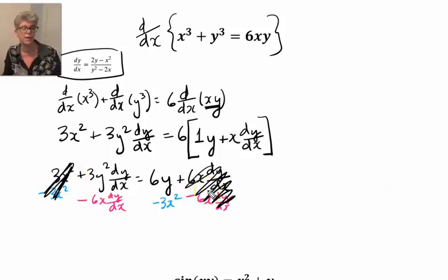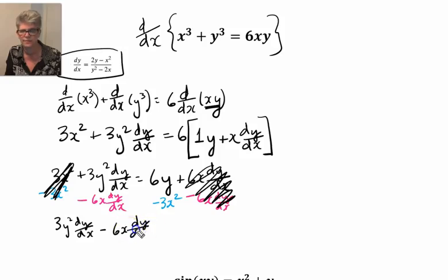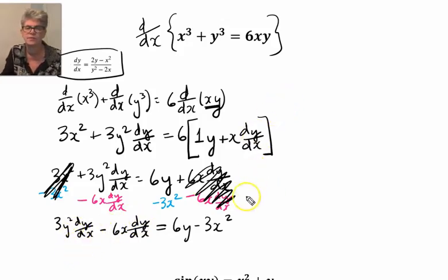Okay, so now let's write it out all in one color, nice and neat. I will have 3y squared dy/dx minus 6x dy/dx, then equals, and over here I'm going to have 6y minus 3x squared. Okay, I'm getting very close. I want to find dy/dx. Every term here has a dy/dx in it on this side. That's by design. I am going to factor out dy/dx.